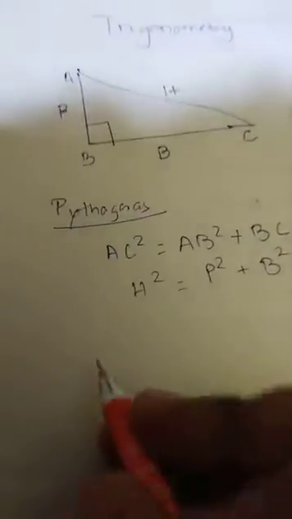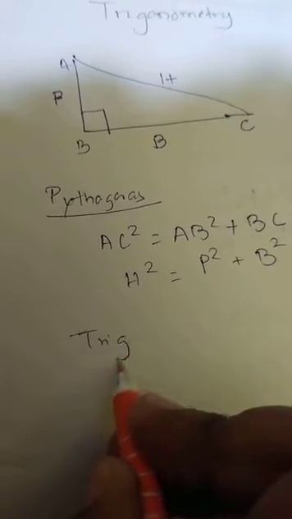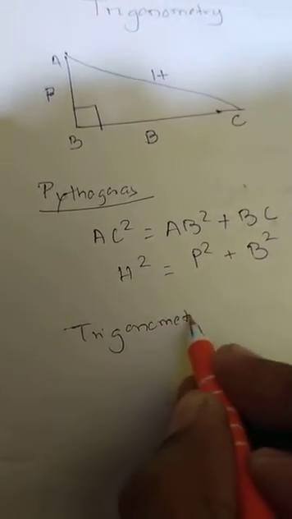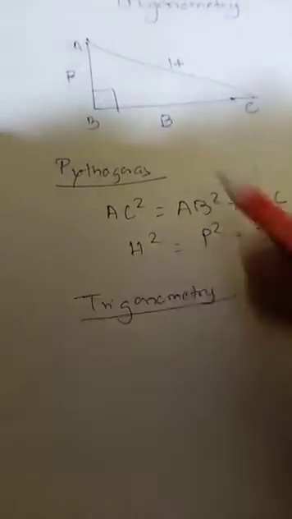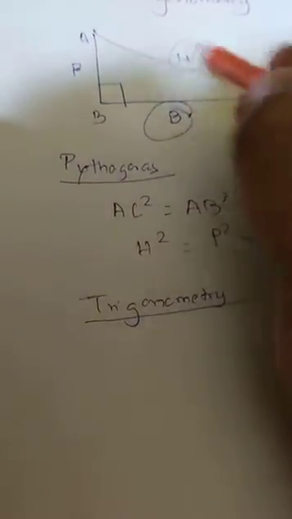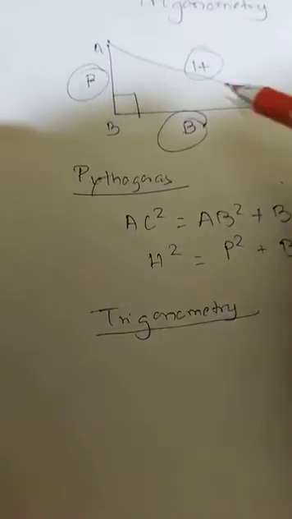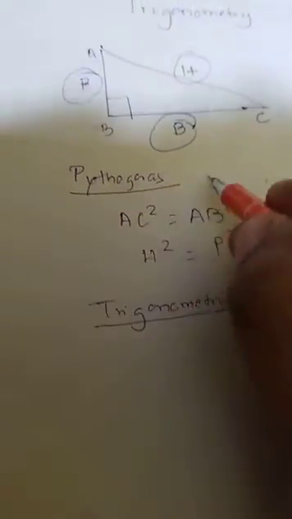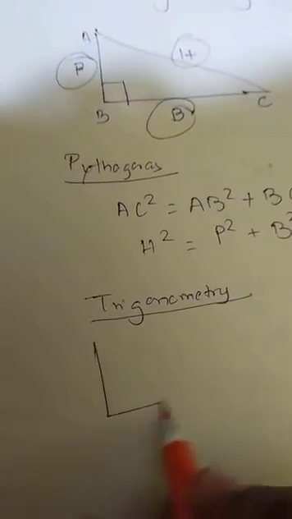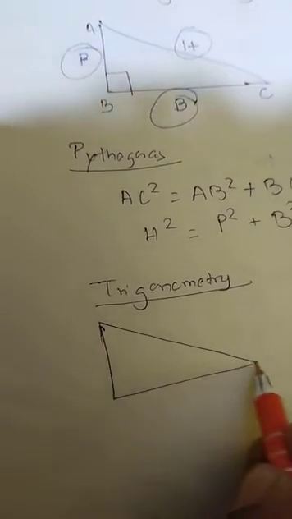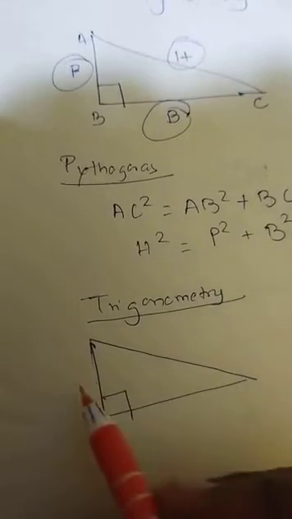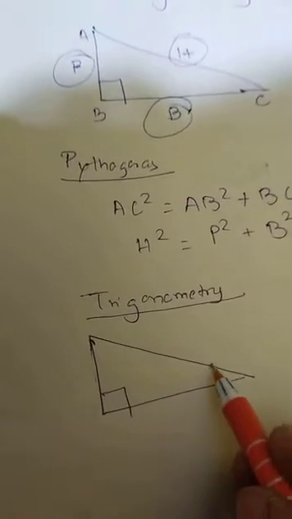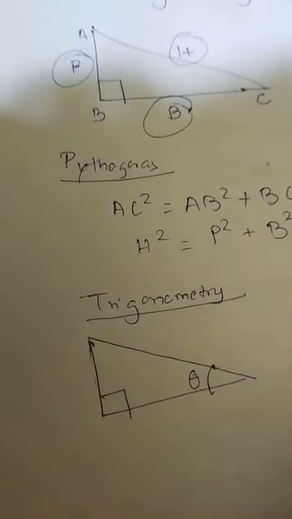Now coming to trigonometry, it sounds difficult, but it's not so difficult. It's simply regarding the base, hypotenuse and perpendicular side. We need to understand what happens when a triangle is given. It is a 90 degree triangle because it is always a right angle triangle. Suppose one angle theta is given.